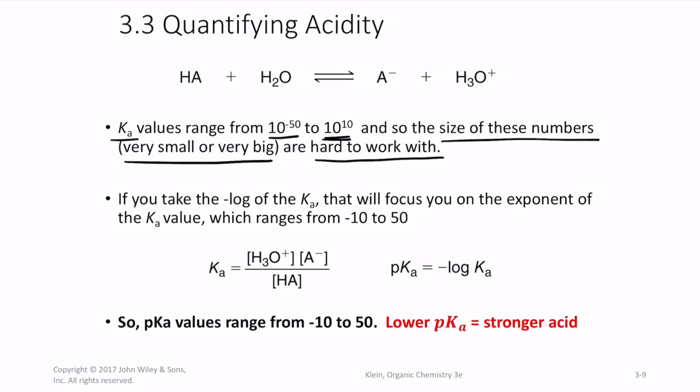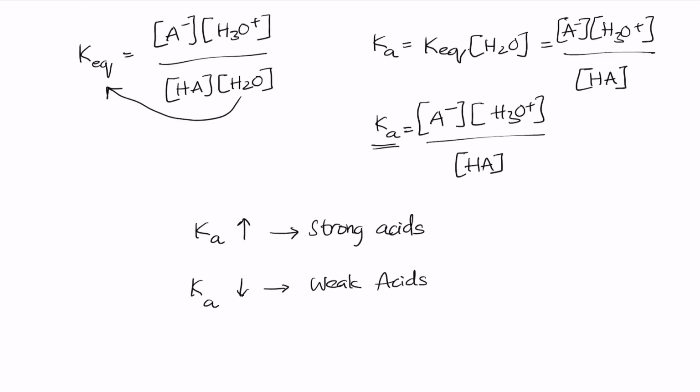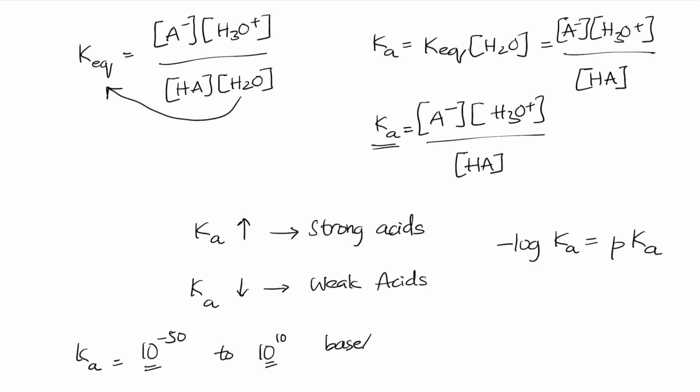Because it's too hard to work with, rather than working with Ka, we take the negative log of Ka. What the negative log does is remove the power, so it removes the base 10, and you will be left with the value negative log Ka. This negative log Ka is called pKa. It's a constant that we use.